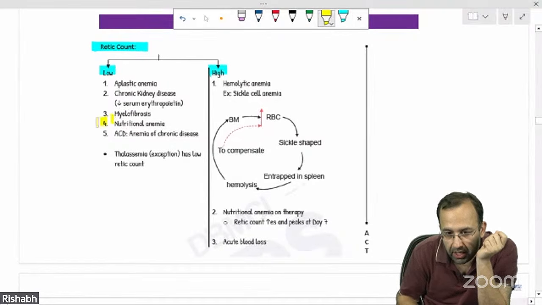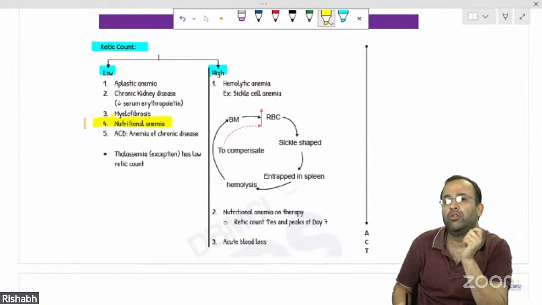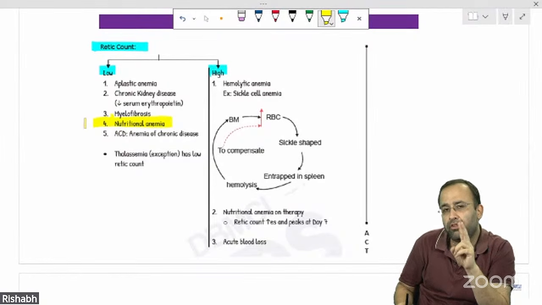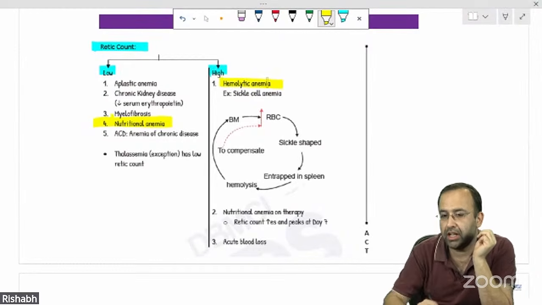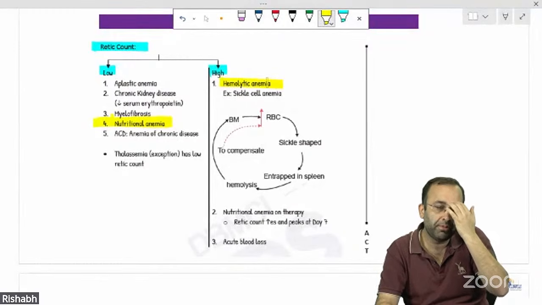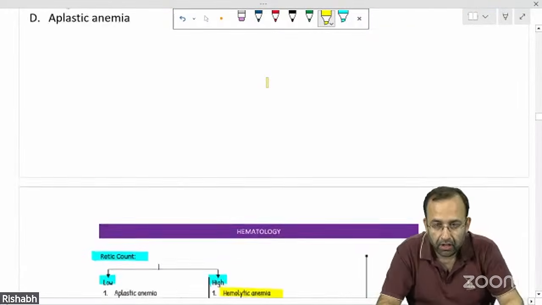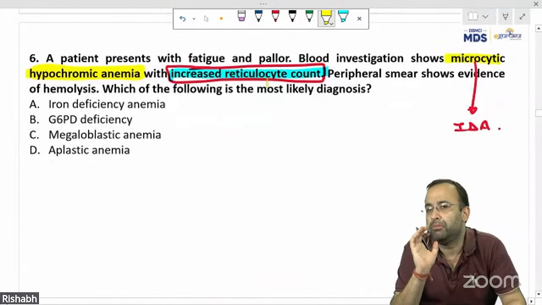All nutritional anemias have a low retic count. Iron deficiency anemia, folic acid, B12 deficiency, they have a low retic count. Versus hemolytic anemias, which is the first thing that should come to your mind when we talk of a high retic count, that is hemolytic anemias.